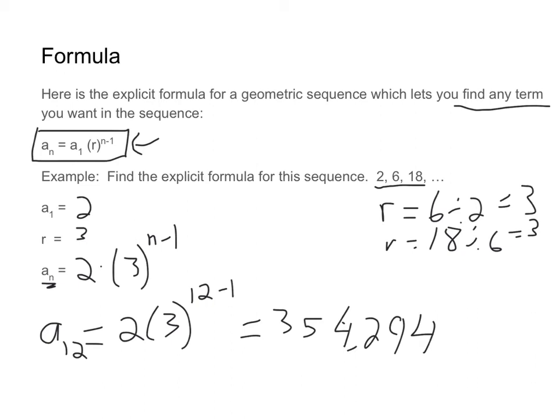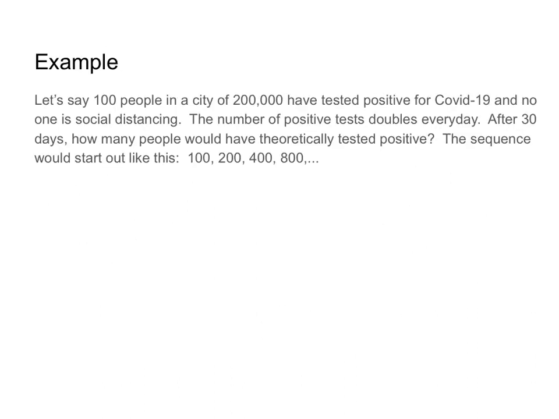I'm going to give you one more example here of a kind of real life situation. So, here's our example. Let's say we have a city of 200,000 people. 100 people in the city right now have tested positive for coronavirus, and let's just pretend no one's social distancing. No one's staying away. We're all hanging out with friends and doing all kinds of stuff. Our number of positive tests is doubling every day. So we want to figure out, after 30 days, how many people theoretically would be testing positive?